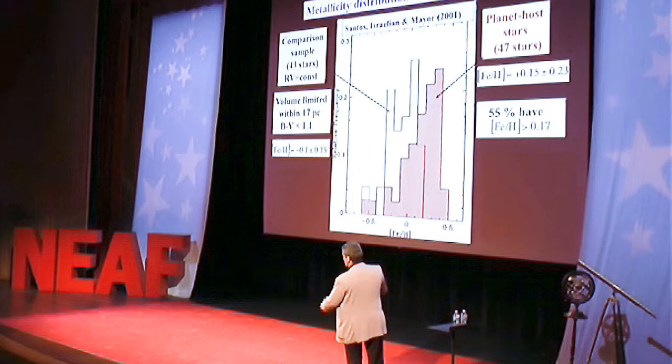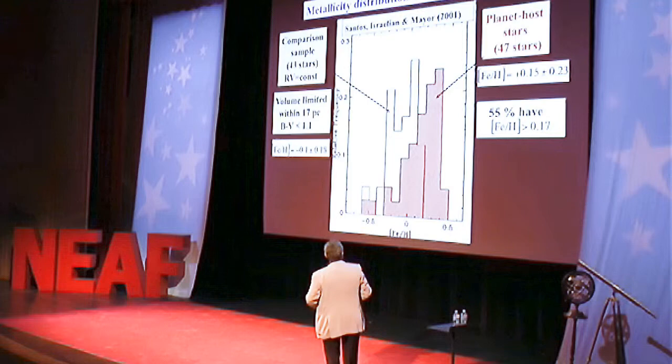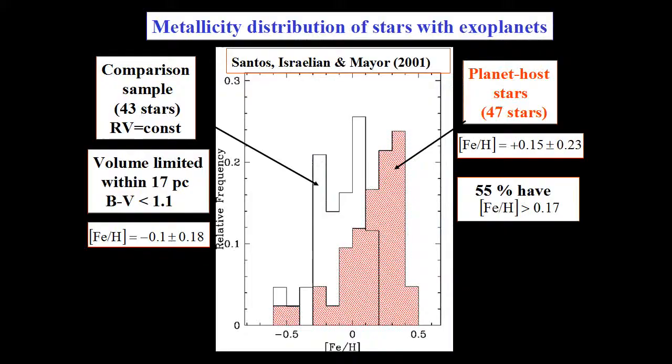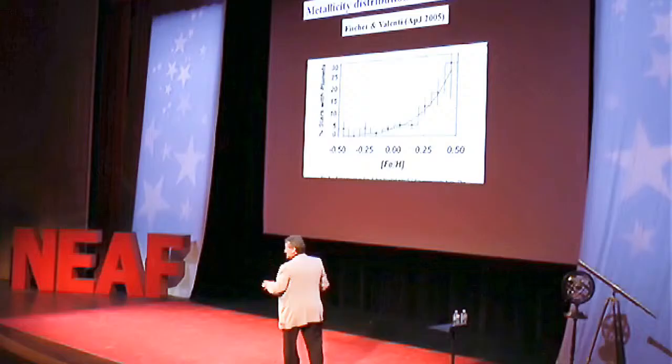So this difference was, here was 0.15, what we call a metal content, and it was minus 0.1, these two different distributions. So about two times difference in a content of metal. This was confirmed by Deborah Fisher and Jeff Valenti in 2005. And you can see that about 30% of stars with planets in this graph have a metal content more than two times than the Sun. They are really metal rich.